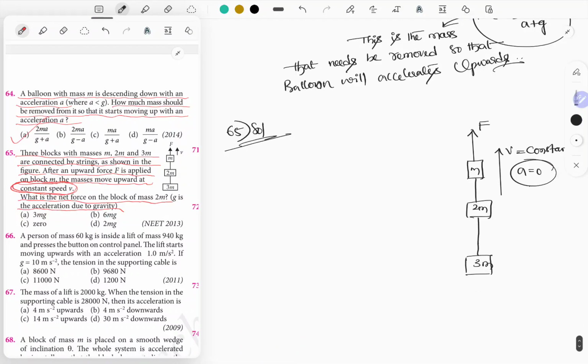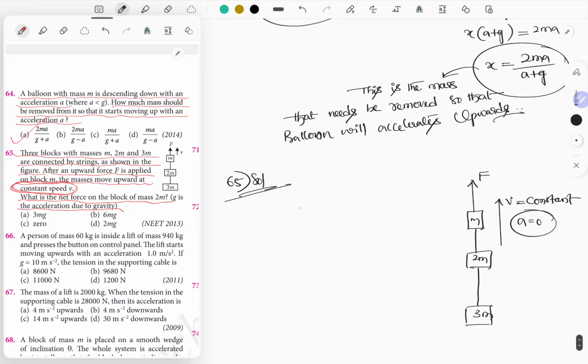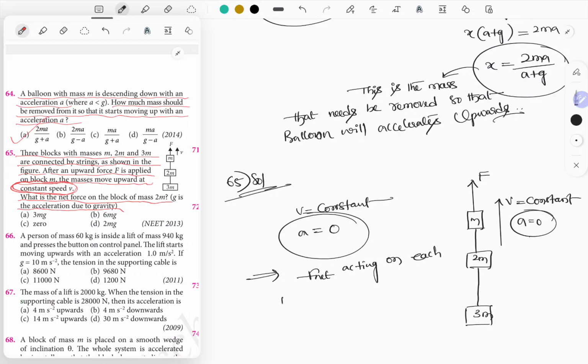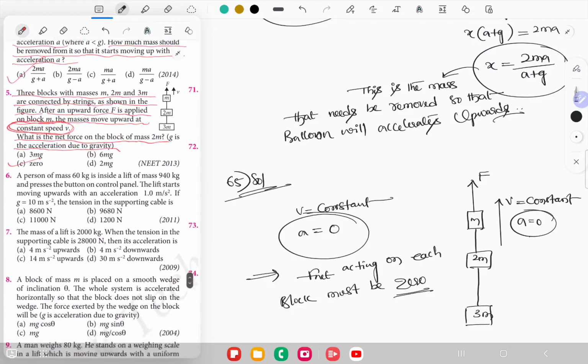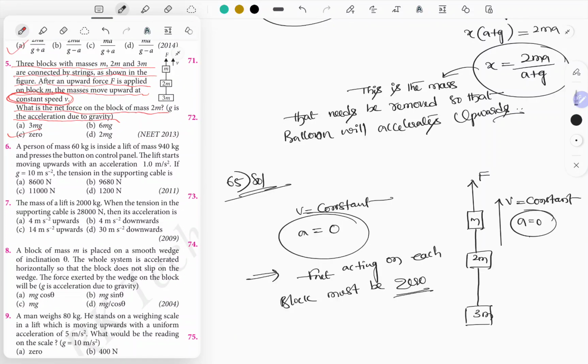Okay, so the very first thing that you have to remember is, if speed of these blocks is constant, acceleration is equal to 0. This condition we already know. If acceleration is equal to 0, net force acting on each block must be 0. Then only acceleration is equal to 0, right? So what is the answer for net force acting on to mass 2m? Definitely it should be 0, because acceleration of the system is 0.